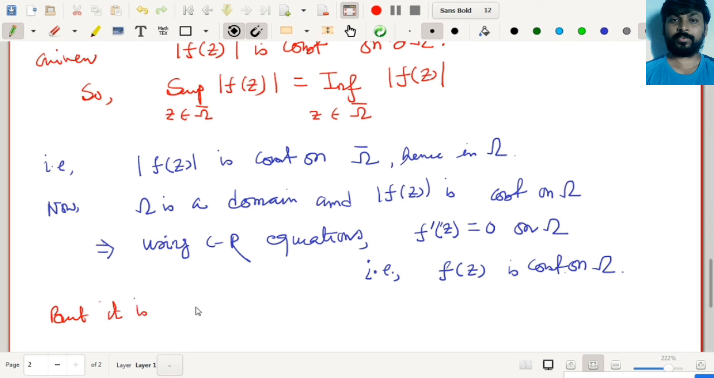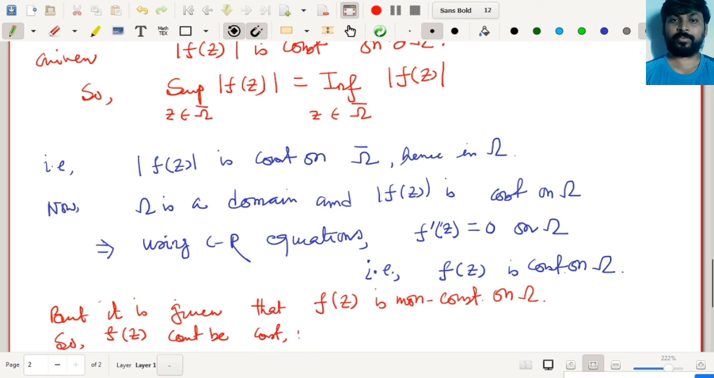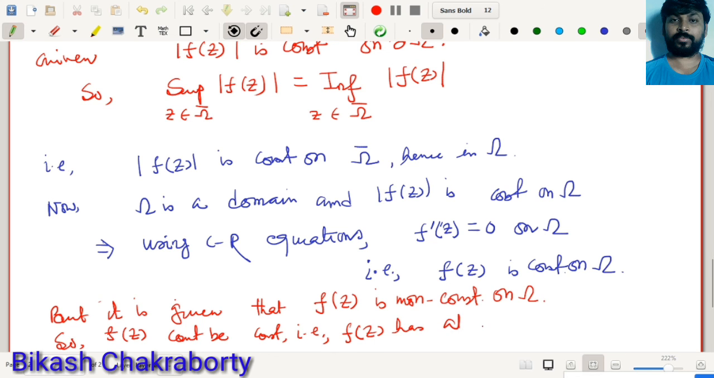But it is given that f(z) is non-constant on omega. That means our assumption that it has no zero in omega is not possible. So f(z) has at least one zero in omega, and this completes the proof. Thank you.